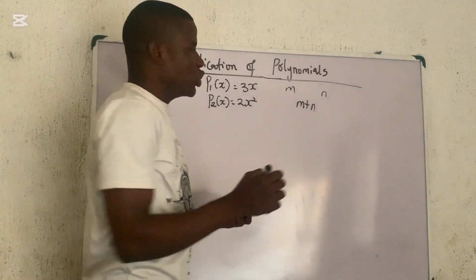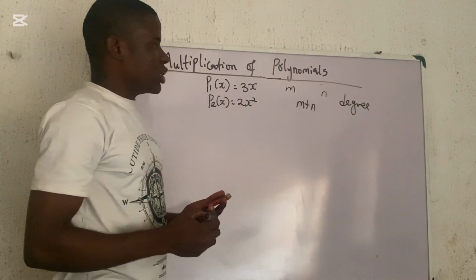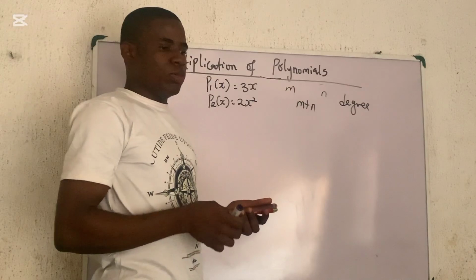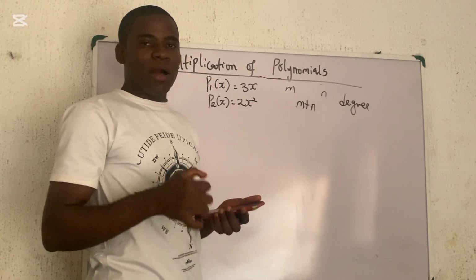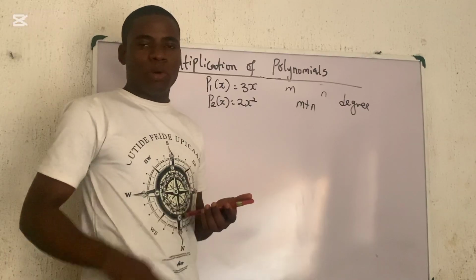Now, you heard me mention degree. I've not mentioned it before. Now let's explain what we mean by degree of a polynomial. The degree of a polynomial refers to the highest power of the variable in the polynomial.